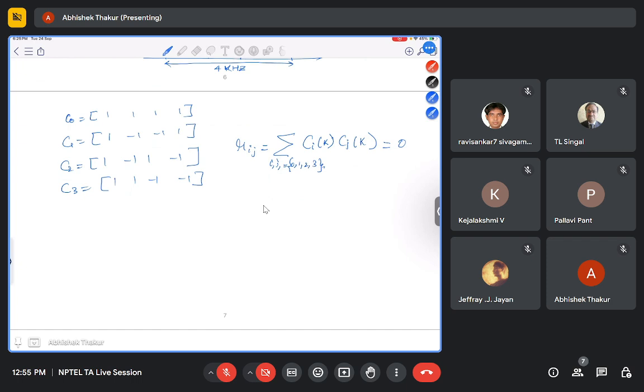So in CDMA, there is a parallel transmission of n symbols over n codes, and having the time interval of n into Tc. So here you can see n codes in CDMA are transmitted over n symbols.